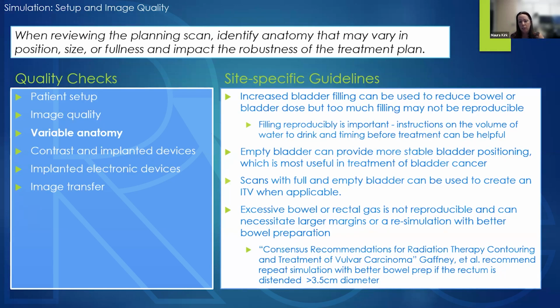So that ITV would give you an estimate of how anatomy in the pelvis is moving when the patient's bladder is full versus empty. If you see excessive bowel or rectal gas, it likely is not reproducible, and this can necessitate larger PTV margins or a resimulation depending on the extent with better bowel preparation.